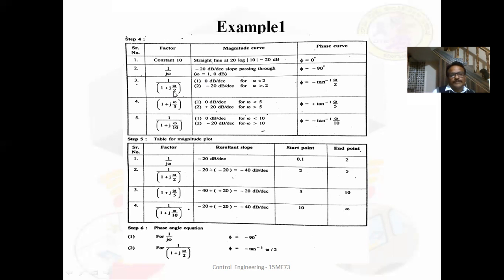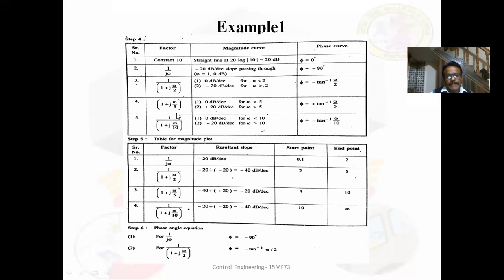First order pole 1 by 1 plus j omega by 2. That value is 0 dB per decade for omega less than 2 radian per second, and minus 20 dB per decade for omega greater than 2. Then phase angle is minus tan inverse of omega by 2, that is imaginary part by real part. Here the imaginary part is omega by 2 and the real part is 1. Then it is minus tan inverse of omega by 2.